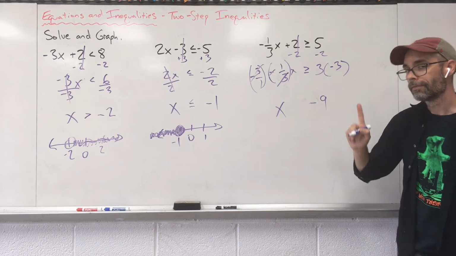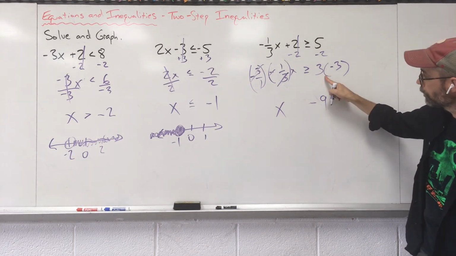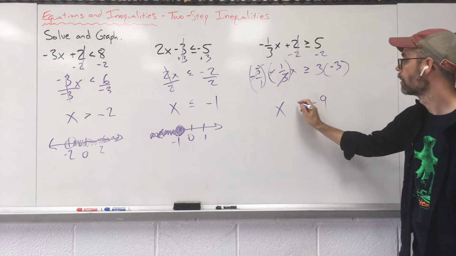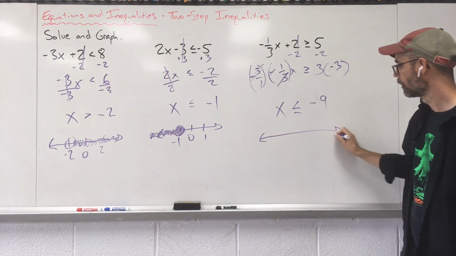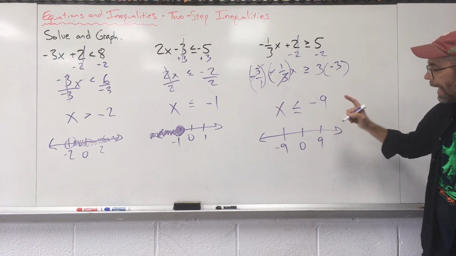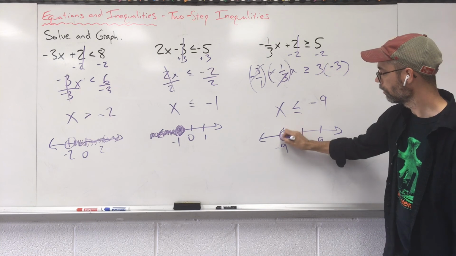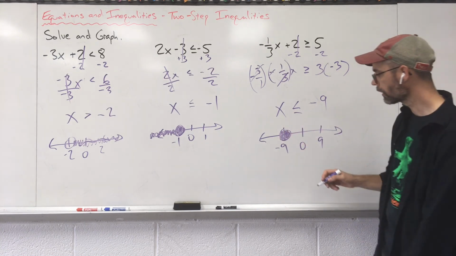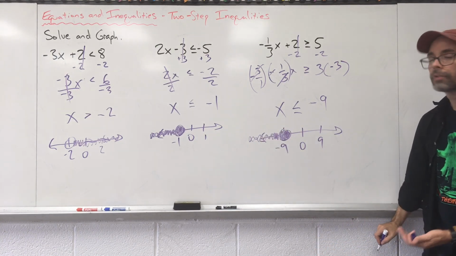Now, before I do anything with the inequality, did I multiply or divide by a negative? Multiply by a negative. Yes. Inequality has to flip. So let's put it the other way. Let's graph. At negative 9, open or closed circle? Well, there's an equal sign. Closed. X is less than. X is smaller. What's worse than owing $9? Owing 10, 11, 12, and so on. And that is graphing two-step inequalities.